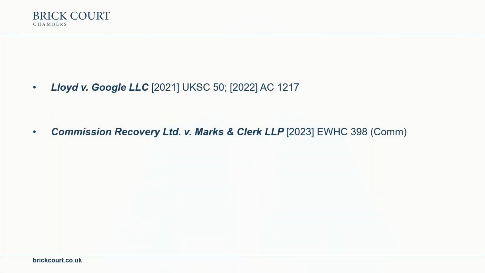And thus the scene was set for judgments of the lower courts, applying the newly declared position to ambitious large-scale class actions. Well, there have not been many, but I want to focus on two from earlier this year, and the first citation on screen is Commission Recovery and Marks and Clark, a judgment of Mr. Justice Robin Knowles. Well, Marks and Clark are patent and trademark attorneys, and it was alleged that they'd received undisclosed commission for renewing IP rights.